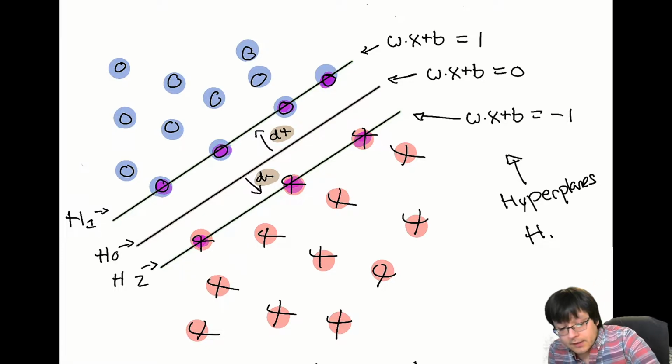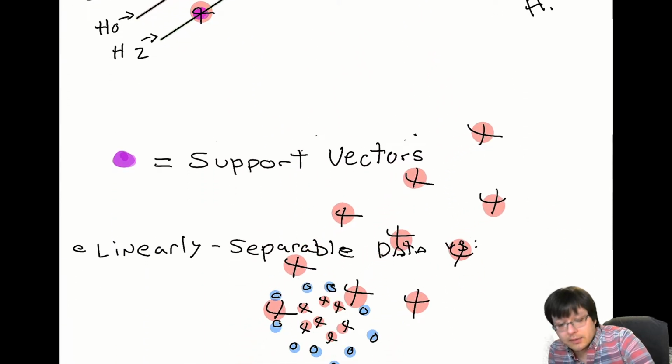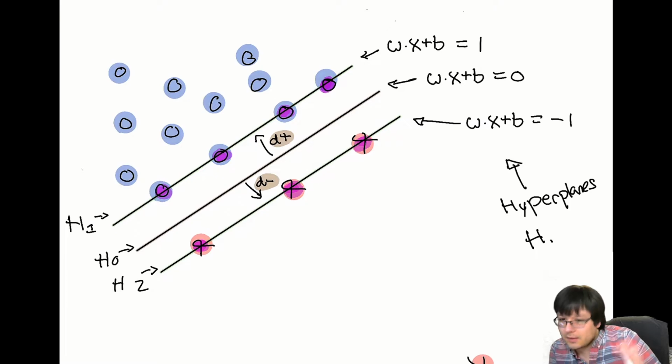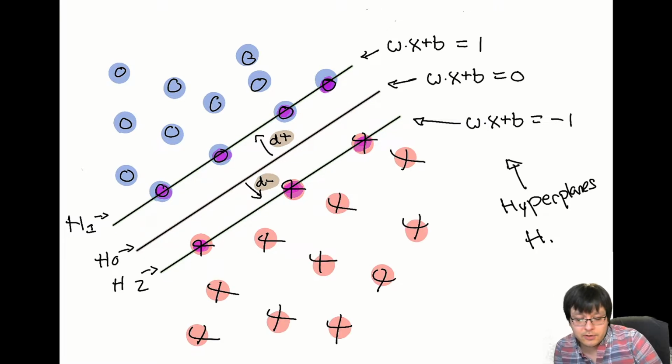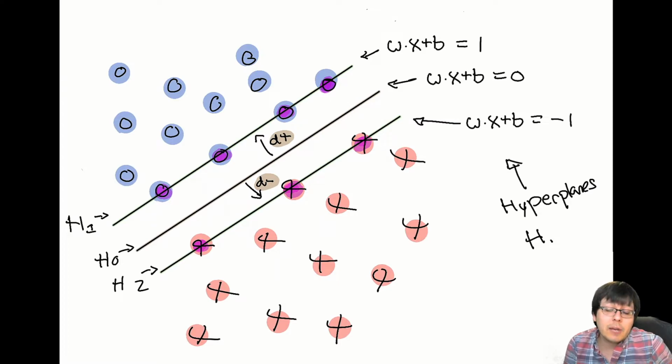Yet again, if these guys on the back move, they can move all they want. They can move all the way over there. Still not going to change the margins. To make sure we define, these are the margins, and this is the boundary, the center one. So H1 and H2 are your hyperplane margins.